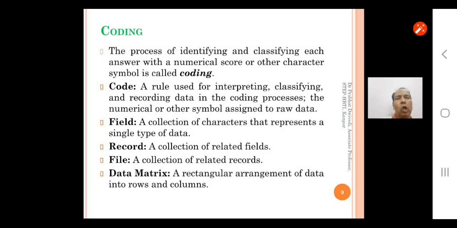Let's understand three or four other terms. Field is a collection of characters that represents a single type of data. Record is a collection of related fields. And file is a collection of related records. And data matrix is a rectangular arrangement of data into rows and columns. These are four terms which are related with each other and which are often used while doing data coding, data entering, and data editing.